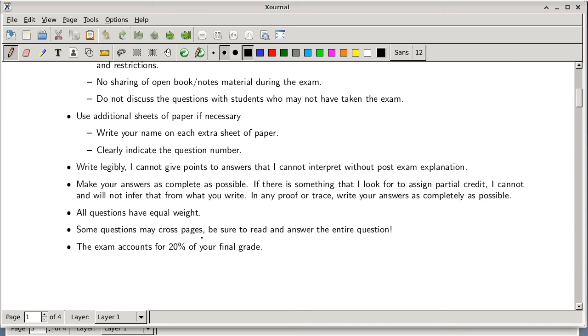Some questions may cross pages. I try my best so that that does not happen. So you want to make sure that you read the entire question, and check that there's not a second part on the second page. This exam, according to the syllabus, accounts for 20% of your final grade. So it counts for as many points as all of the homework assignments and all the labs added together. So it's important, okay? It is important.